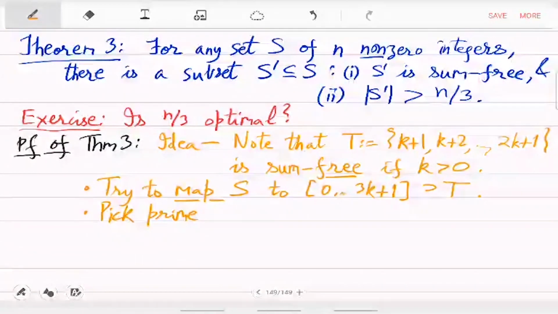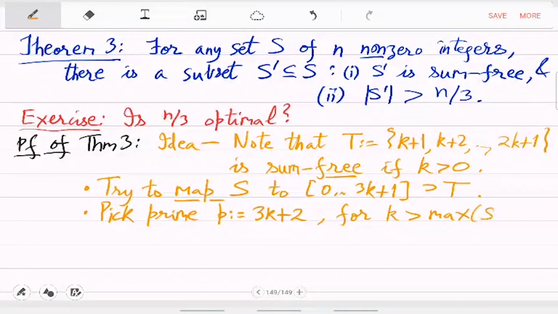So pick a prime number P of the form 3k plus 2, for k bigger than the size, or the value, of the numbers in S. Okay, so you want P to be significantly bigger than the numbers you have in S, so that when you reduce modulo P, they will not change. Okay, so this is the mod P arithmetic.